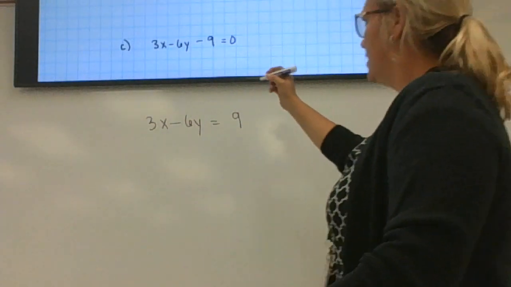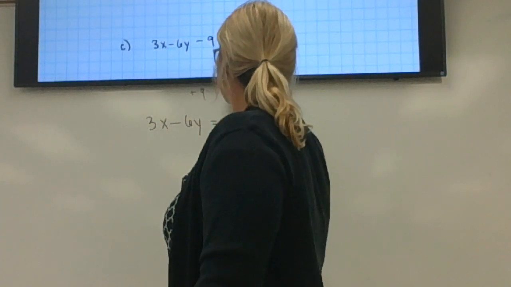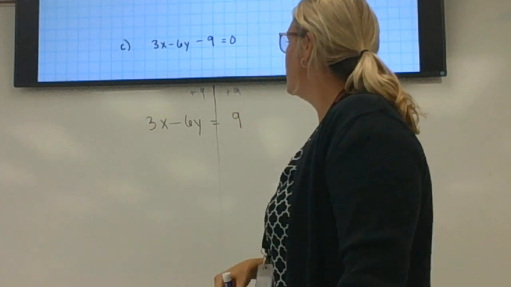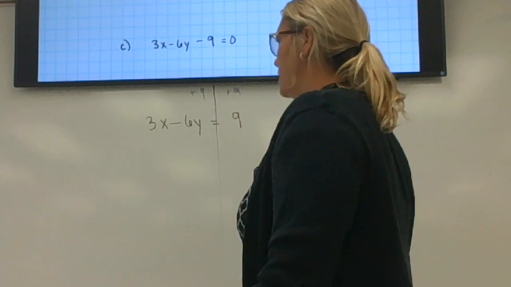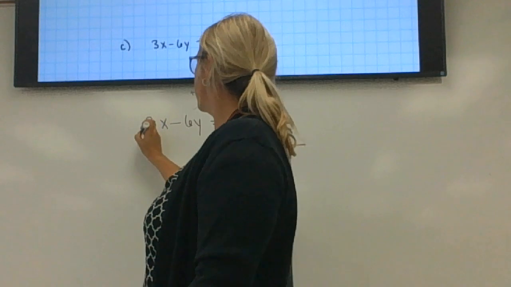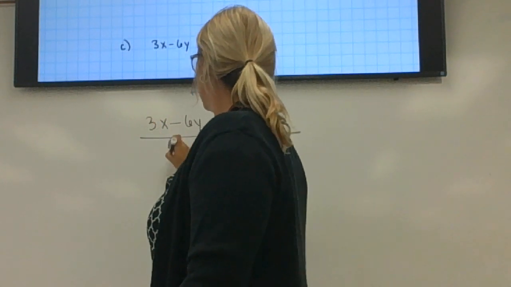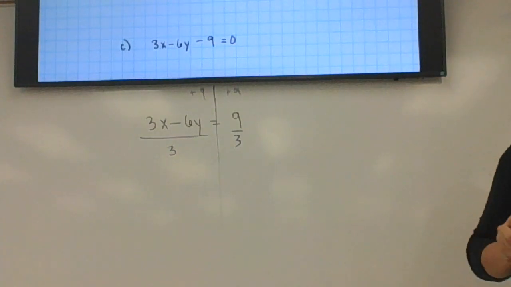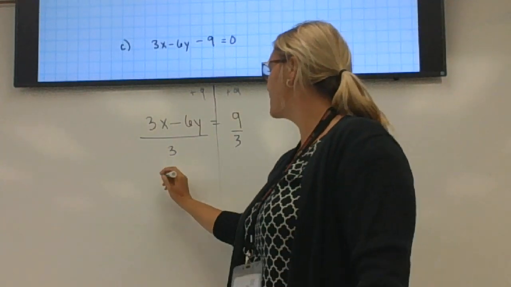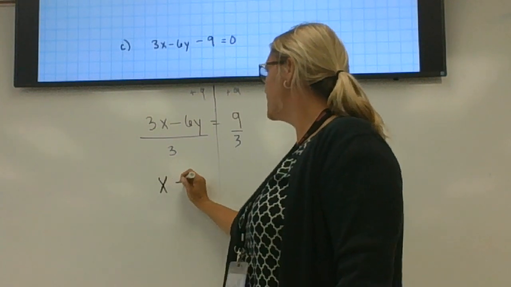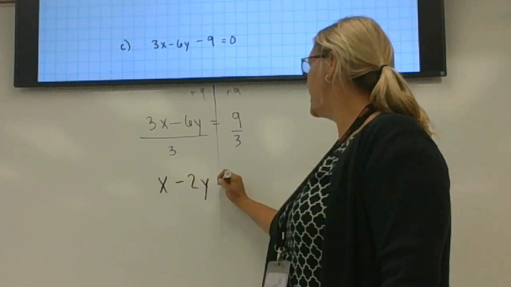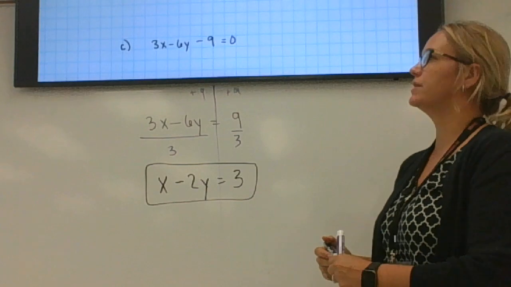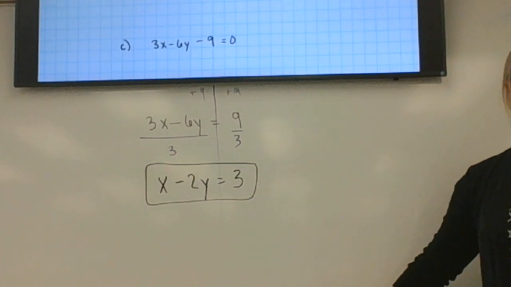Okay, so I added 9. I didn't show my work on the screen, sorry. To both sides. And now everything is divisible by 3. So I'm going to divide both sides by 3. Or maybe you could multiply both sides by 1/3. Same. 1x minus 2y equals 3. That's all the rules about standard form.